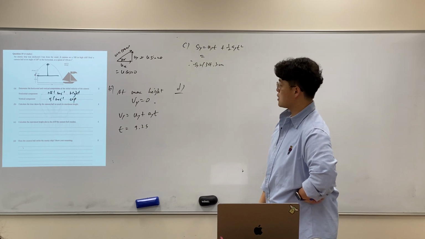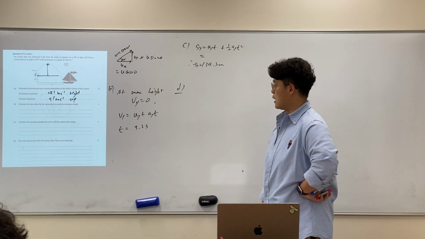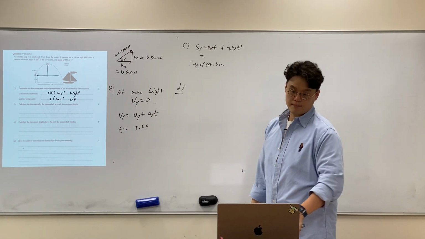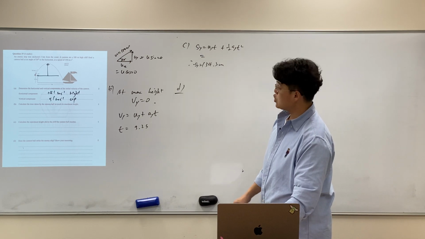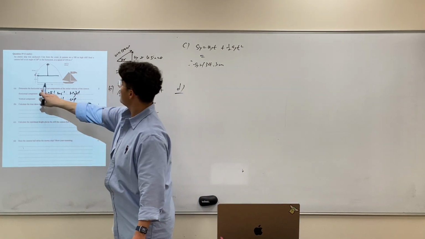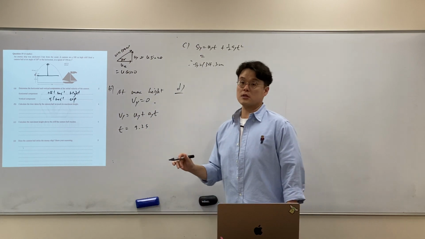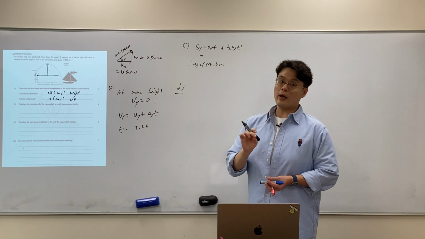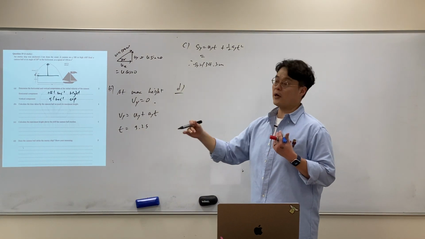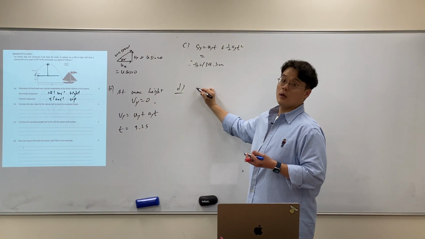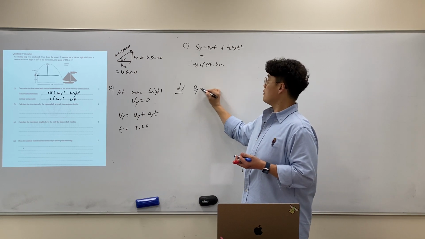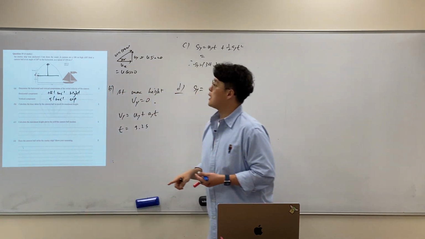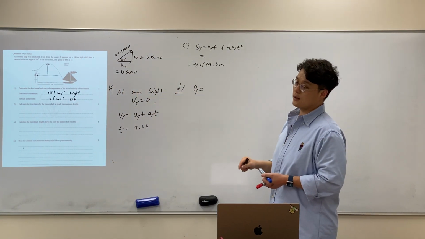D. Does the cannonball strike the enemy's ship? Show your reasoning. Will it strike the ship or not? So the enemy ship is about 2 kilometers away. So the range, they need to cover 2 kilometers. So let's find the range of the cannonball, for which we need the total time taken. How to find the total time taken? So when the cannonball goes up and down, what would be the Sy, the vertical displacement?